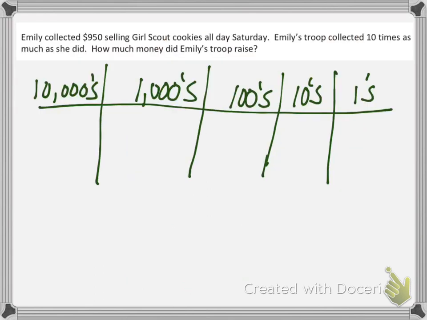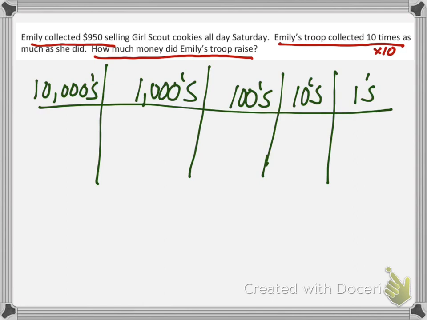All right, so let's try a word problem. Emily collected $950 selling Girl Scout cookies all day on Saturday. Emily's troop collected 10 times as much as she did. So we know that when we hear 10 times, we're going to be multiplying by 10. So how much money did Emily's troop raise? Now we're going to model this word problem by using our place value chart.